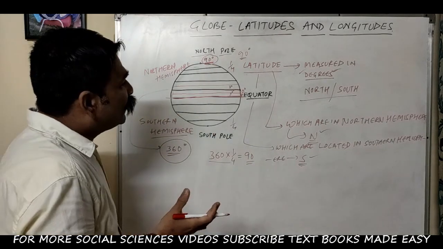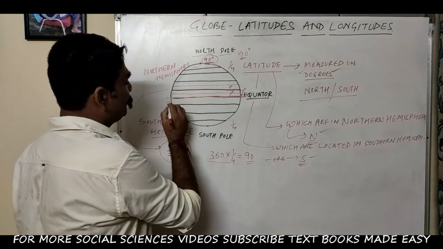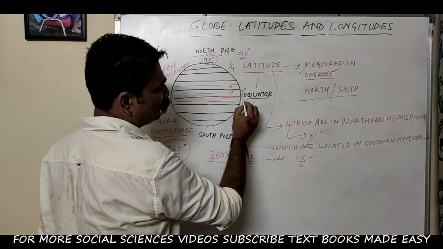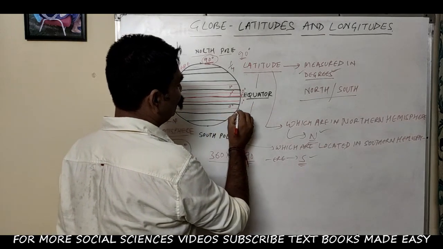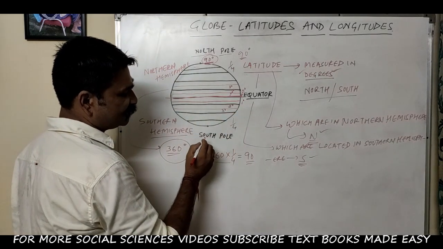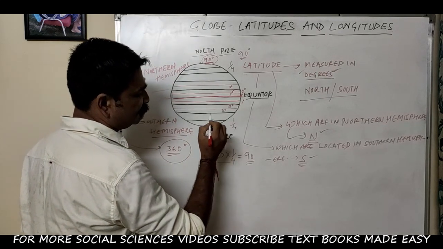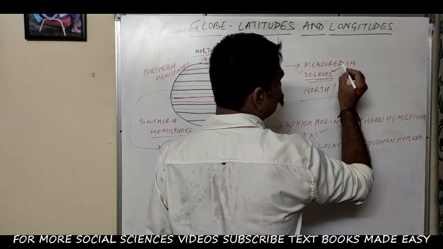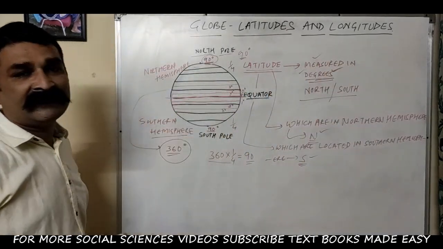Fine. Now this same process is repeated in the southern hemisphere. So here the first latitude after the equator will be 1 degree. The second one will be 2 degree. The third one will be 3 degree, and so on. And the last and the smallest latitude in the southern hemisphere will be 90 degree. Fine. So this was all about degrees. Okay, so now you can measure latitudes in degrees.